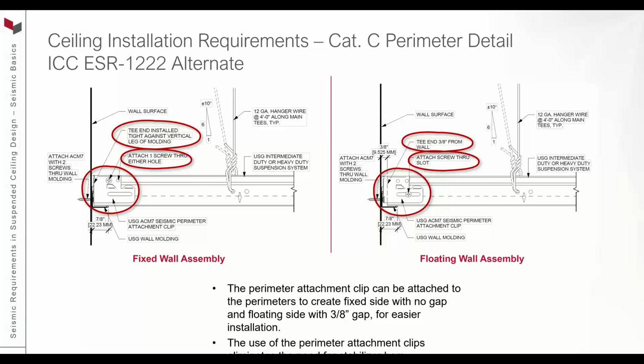And then on the right-hand side of your screen is your floating side. Now you'll have a 3/8 inch gap between the wall and the end of the T. And then the screw is actually installed in that center slot, and it's installed loose to allow for the ceiling to move in case there is a seismic event.